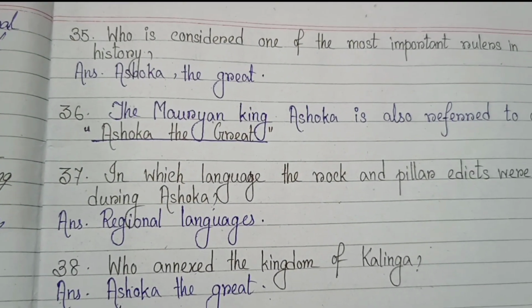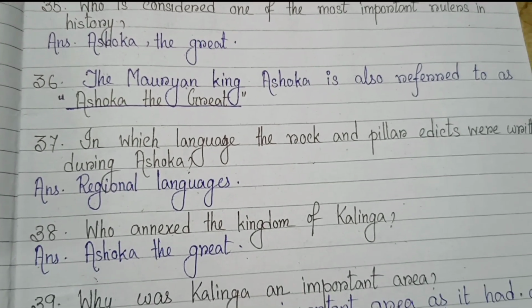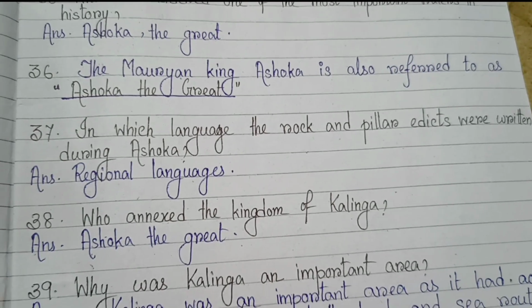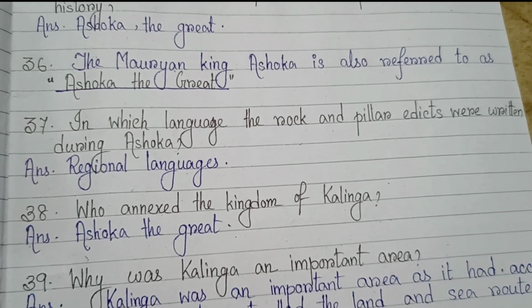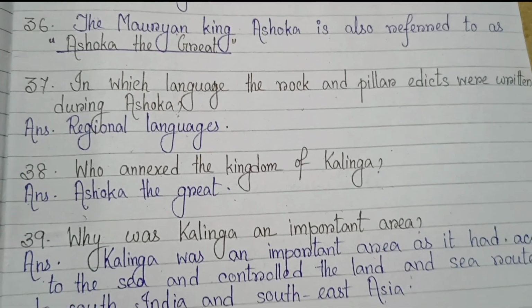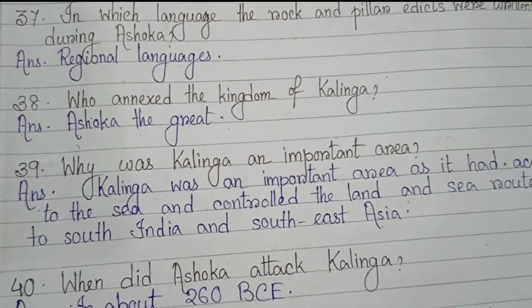35. Who is considered one of the most important rulers in history? Ashoka the Great. 36. The Mauryan king Ashoka is also referred to as Ashoka the Great. 37. In which language were the rock and pillar edicts written during Ashoka? Regional language. 38. Who annexed the kingdom of Kalinga?